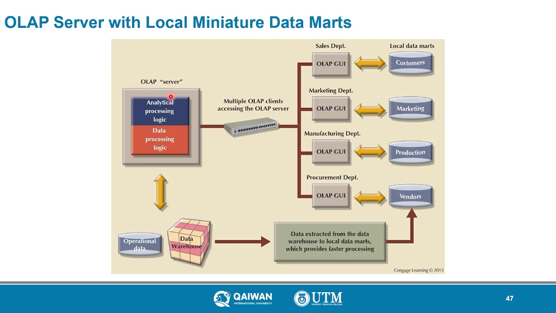Now we have the OLAP server. It will have the data warehouse and operational data that takes information from it, but we will have multiple OLAP clients accessing the OLAP server. And from there, the GUI would be provided for customers, marketing, production, and vendors.